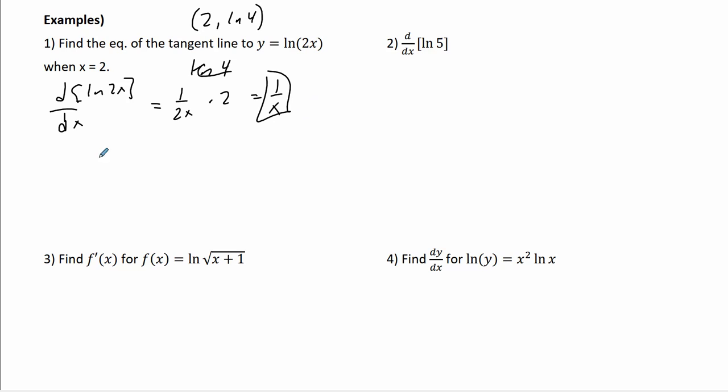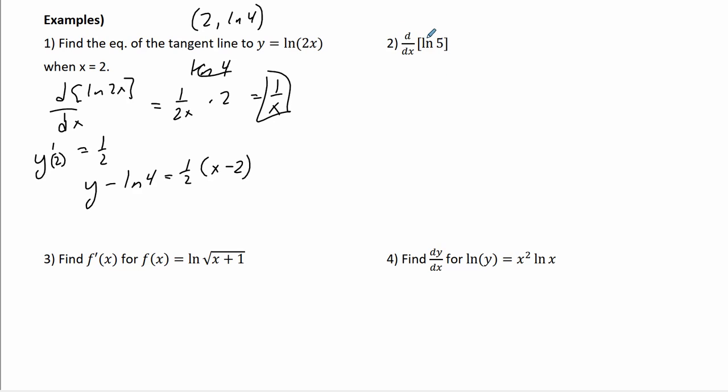So I'm going to say y prime of 2 is equal to 1 over 2, so that's my slope. And so then I'm going to get y minus the ln of 4 equals 1/2 times x minus 2. That can be your equation of the tangent line. That's fine. If you want to bring the ln over to get it in slope-intercept form, that's fine too.